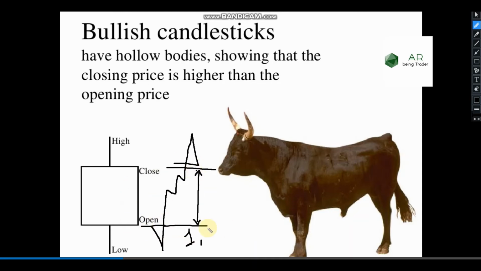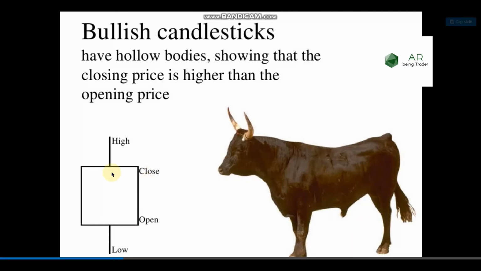How will the candlestick form? This is the candle for that question. This is the answer. This is how the candlestick forms in the case of a bullish candle, or a green candle, or a hollow candle.